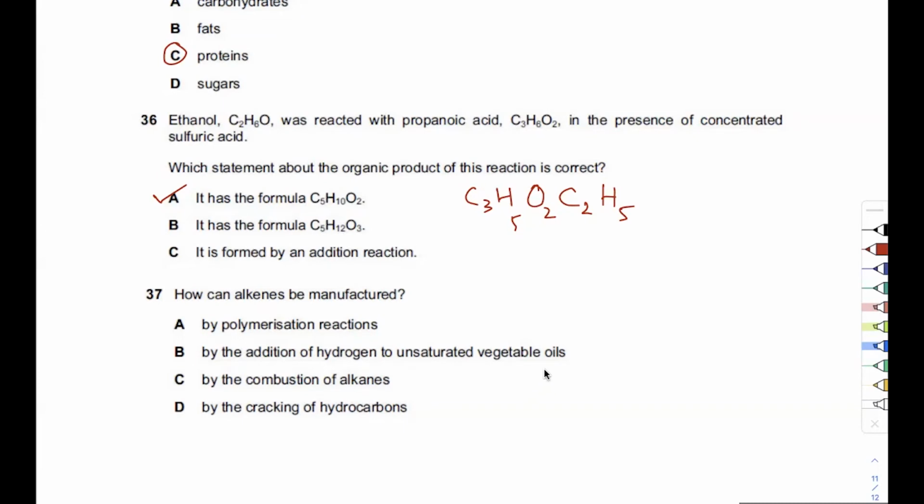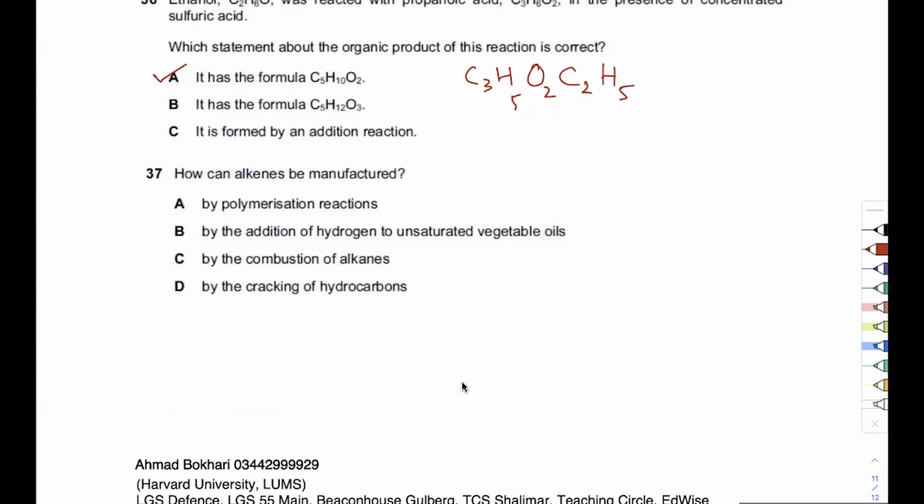Okay. How can alkenes be manufactured? So how do you make alkenes? There are 2 ways of producing alkenes. One is we take a large hydrocarbon, do cracking, and it will give us some alkene. The other is that we take an alcohol, we dehydrate the alcohol, and then we get alkene back. So, yep, this one's going to be cracking. So D.